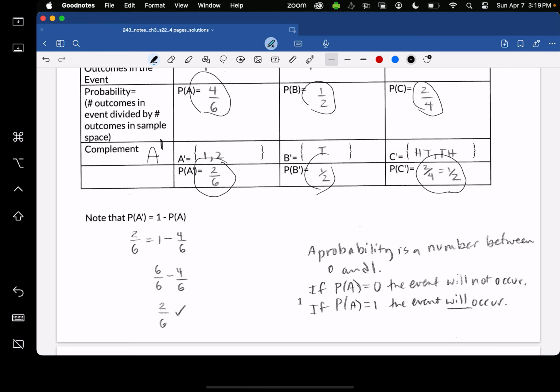Notice that 1 minus 4 over 6 is really just 6 over 6 minus 4 over 6. So that's how we get 2 out of 6. And one last thing here, a probability is a number between 0 and 1. A probability of 0 indicates the event will not occur, and a probability of 1 indicates the event will definitely occur.